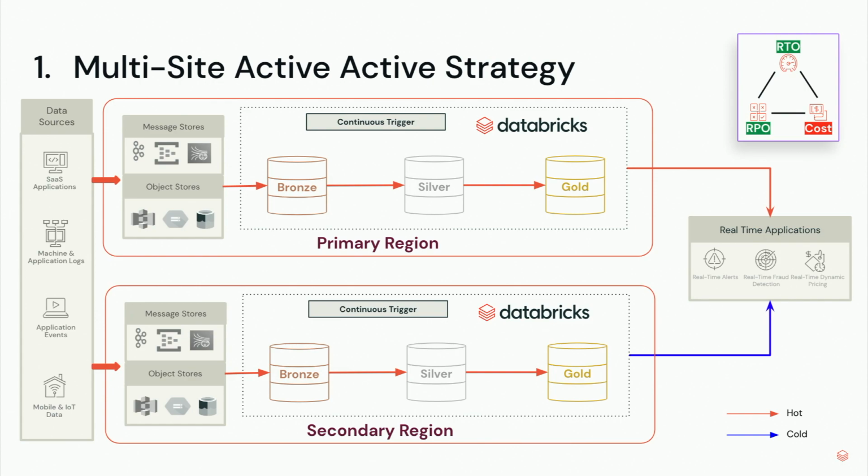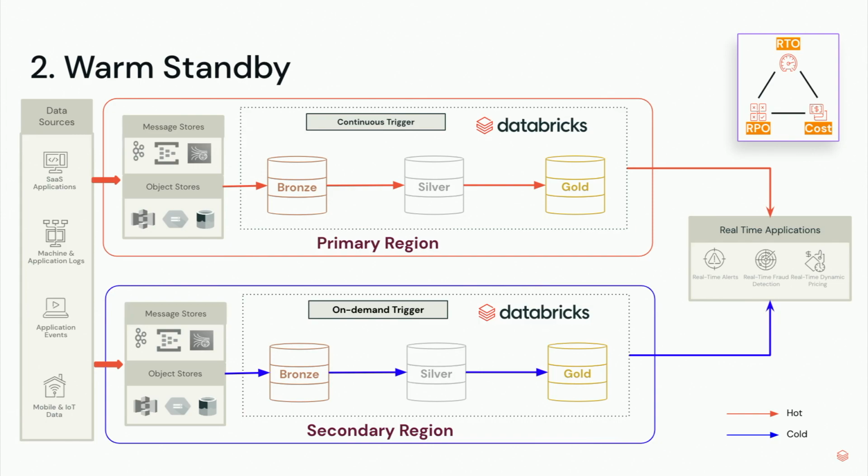The first one is the multi-site active-active. In this strategy, the primary site as well as the secondary site is operational and continuously running. We are processing data in the primary site as well as the secondary site. In case of disaster, we just reroute the requests to the secondary site. This gives the best of the RTO as well as RPO. However, this is the most complex and costly solution. I have seen very few customers going with this approach because it is really costly. So let's go to the next one.